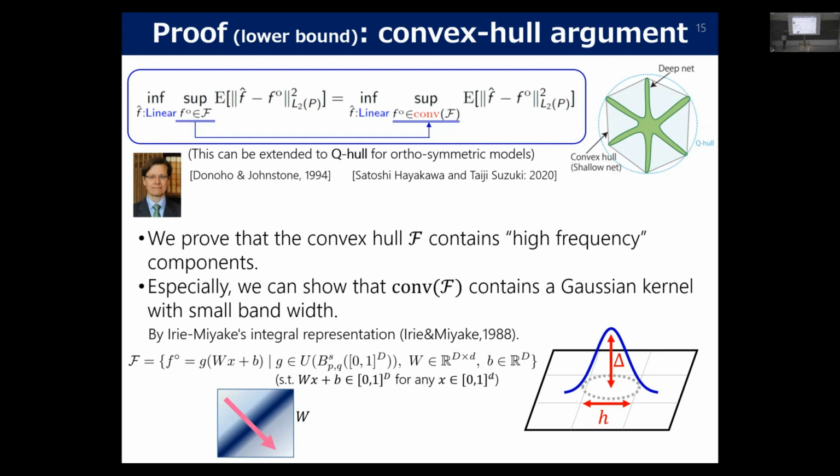a Gaussian kernel with small bandwidth like this. You can see that this function class does not itself contain this kind of RBF function, because a function in this class depends on just a few directions. So it doesn't contain the Gaussian kernels. But by taking its convex hull, like taking rotations or something like that, we can show that it contains a Gaussian kernel like this. So it induces some high frequency components. To show that, I have used the Radon-type integral representation. It's a classic result. I think this is very much related to the Barron function class, but the convex hull of this function class is smaller than the Barron class.